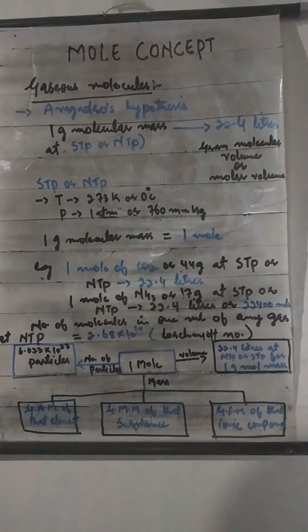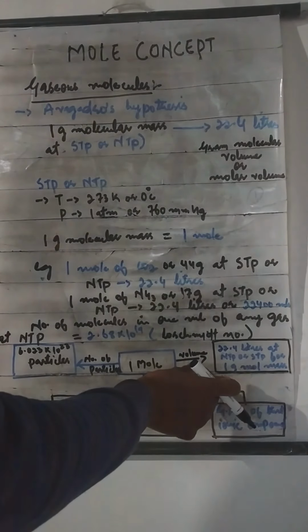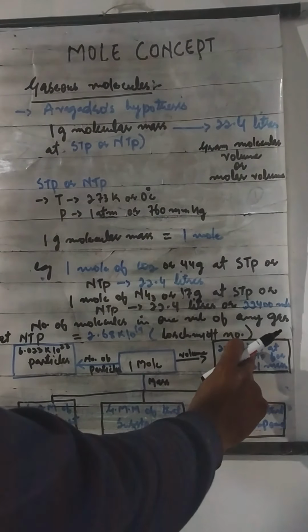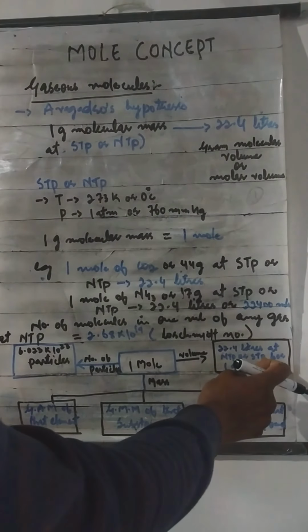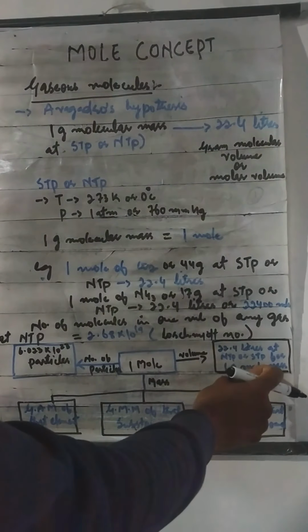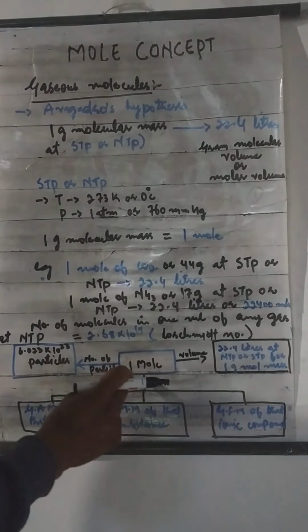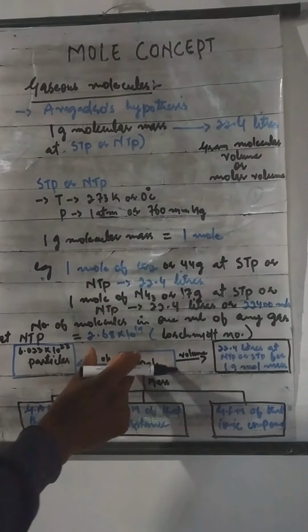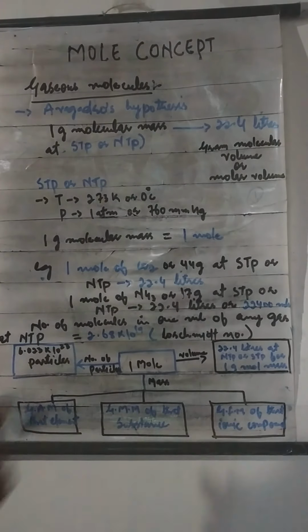And then I have concluded the mole concept here. 1 mole in terms of volume is equal to 22.4 liters at normal or standard temperature and pressure for 1 gram molecular mass of any gas. And in terms of number of particles, 1 mole is equal to 6.023 × 10^23 particles. And these particles, as I told you earlier, can be atoms, ions, electrons, protons, or molecules.